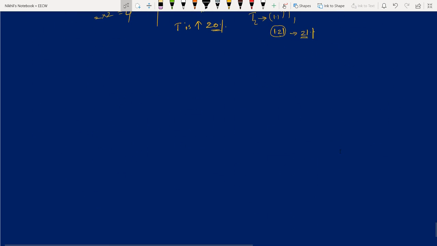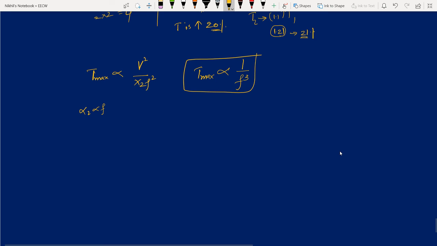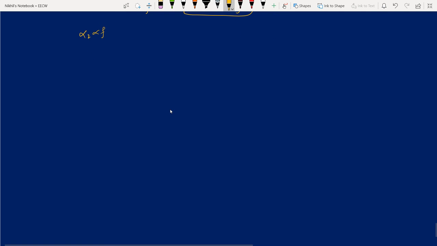And another thing, if T max was proportional to V square, I can also say T max is proportional to V square by x2, isn't it? So V square by x2 into f square, isn't it? V square by f square, and x2 is proportional automatically to frequency. That means maximum torque is proportional to what? 1 by f cube. Maximum torque is proportional to 1 by f cube. Please keep this thing also in your mind. If the frequency increases, maximum torque will decrease. All right, so this is about maximum torque.